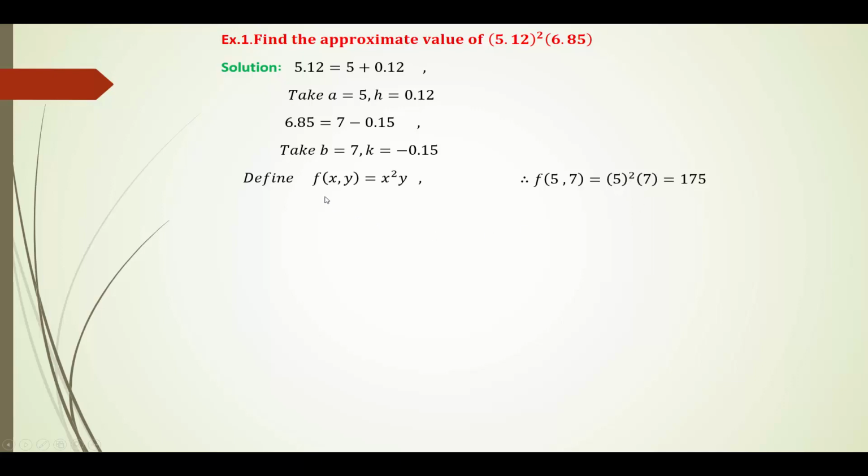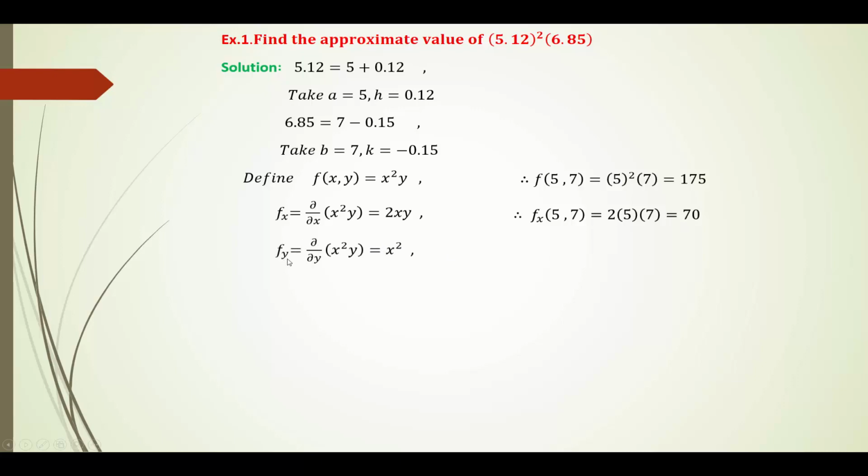Then find fx, the partial derivative of function f with respect to x. So fx equals ∂/∂x of x²y. Now the derivative of x² is 2x and y is a constant, so the derivative is 2xy. Then find the value of fx at the point (a,b). a is 5 and b is 7. So fx(5,7) is 2 into 5 into 7. 7 fives are 35, 35 twos are 70.